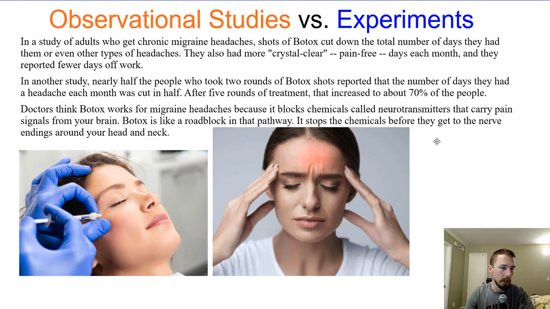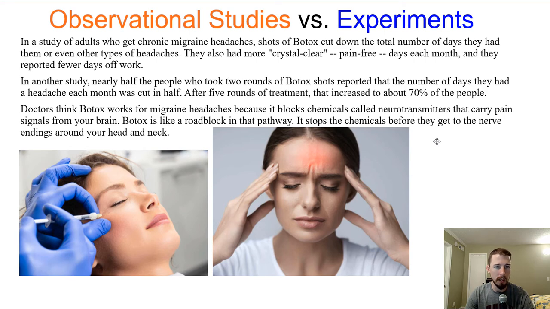Doctors think that Botox works for migraine headaches because it blocks the chemicals called neurotransmitters that carry pain signals from your brain. So Botox is a roadblock in the pathway. It stops chemicals before they get to the nerve endings around your head and your neck.